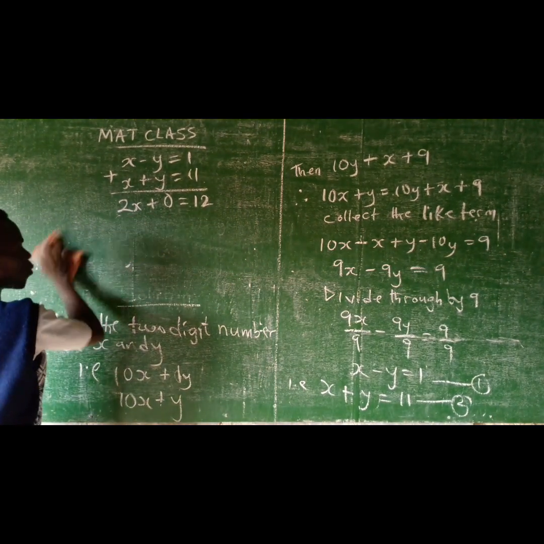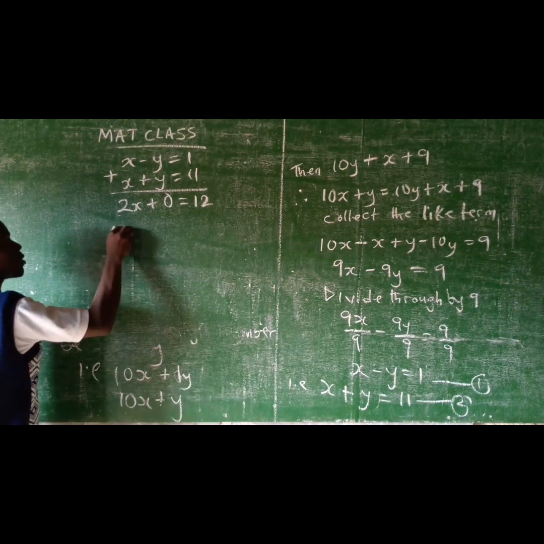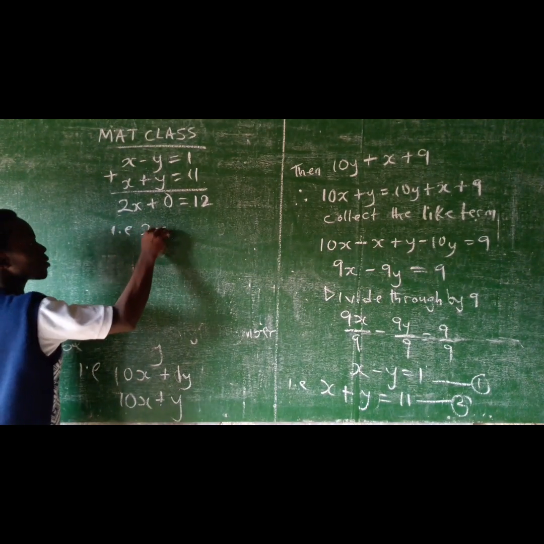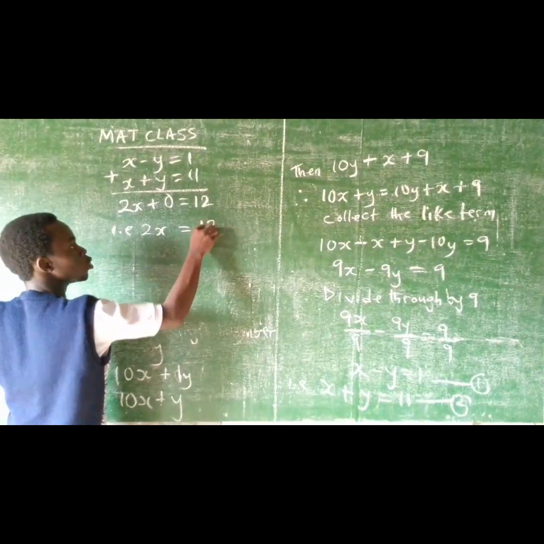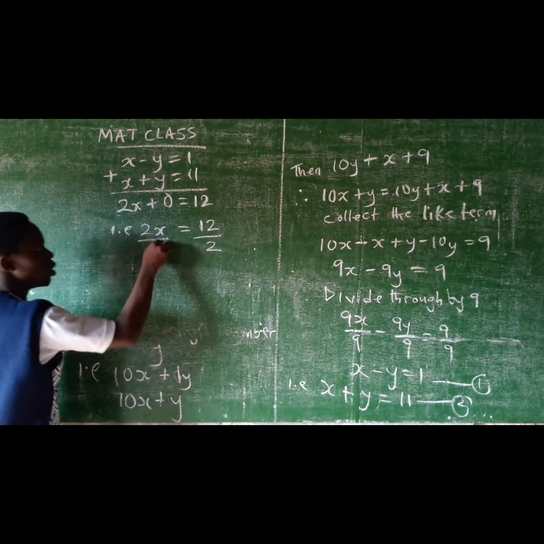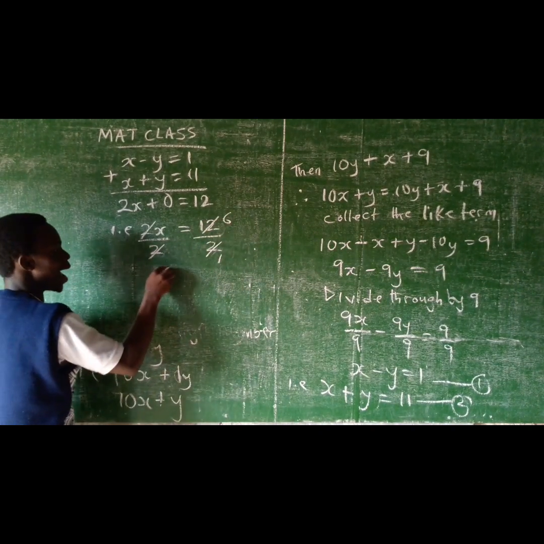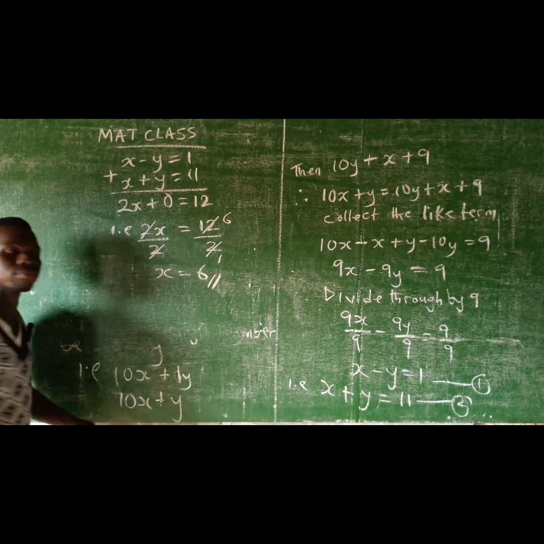Now, after that, what is the next thing I'm going to do? 2x will be equal to 12. Divide both sides by 2. This will cancel, and 2 here is 1, 2 here is 6. That means my x is equal to 6.